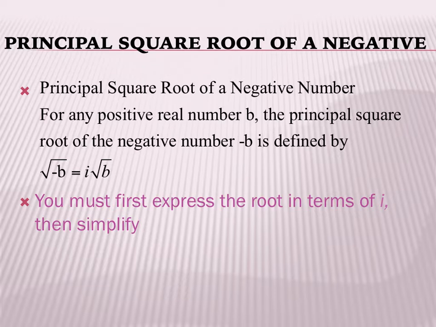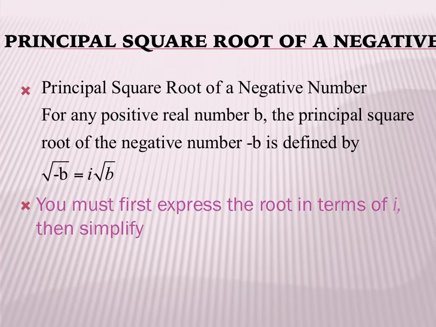The principal square root of a negative number just says, for any positive real number b, the principal square root of the negative number negative b is defined by, if it's square root of negative b, it's i root b, okay? So here's the most important part of things like this, is you have to take the root in terms of i first and then simplify it.